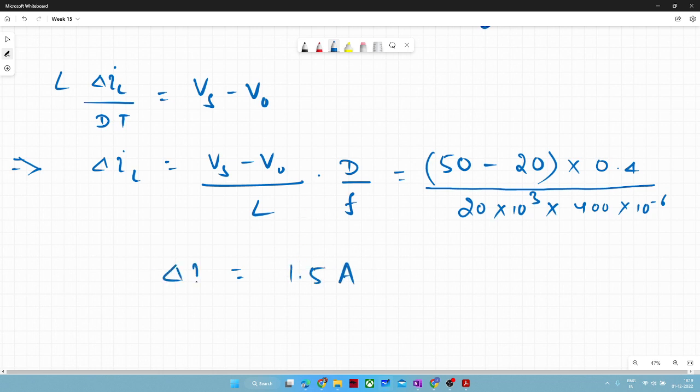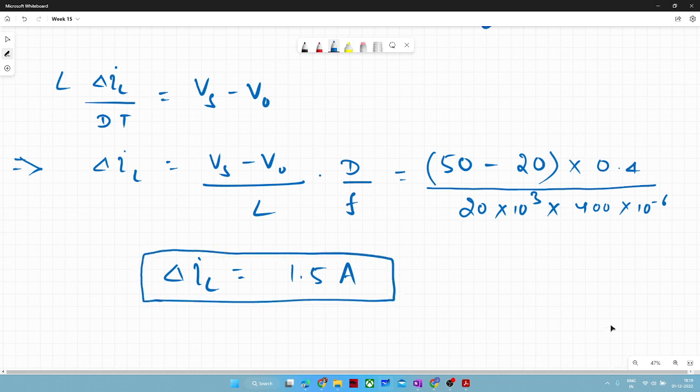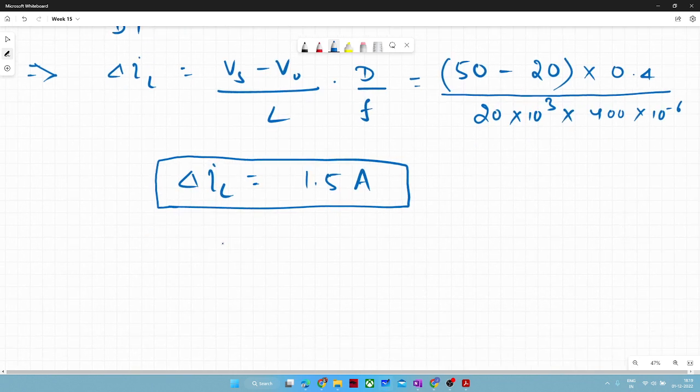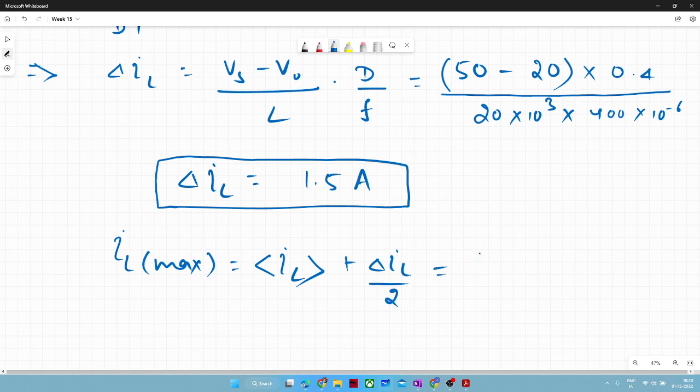So we have calculated the value of del IL. We will see what will happen in discontinuous mode. So after this point, we try to calculate IL max. That was nothing but the IL average plus del IL by 2. IL average was 1 plus 1.5 by 2. So that is nothing but 1.75 ampere.